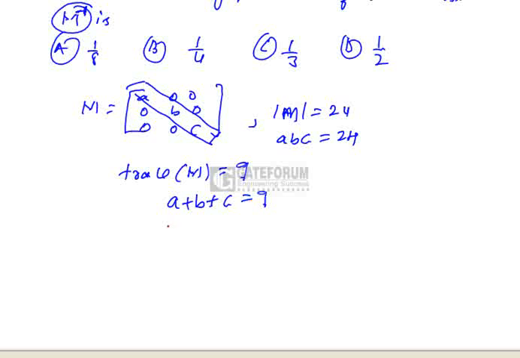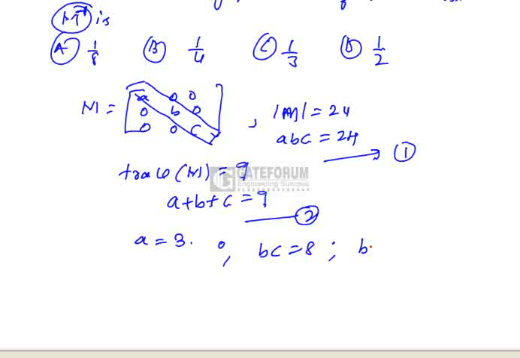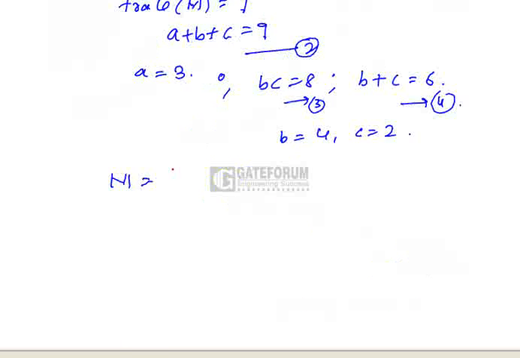Now, one of the eigenvalues is given as 3. Let it be some A. A is equal to 3. If A is 3, then from equations 1 and 2 we have BC is equal to 8. If you substitute A as 3, then we can go for cancellation. Now, B plus C will be equal to 6. Now, if we solve these equations, let us say 3 and 4, the values of B and C will be 4 and 2. Now, the matrix M will become 3 0 0, 0 4 0, 0 0 2.